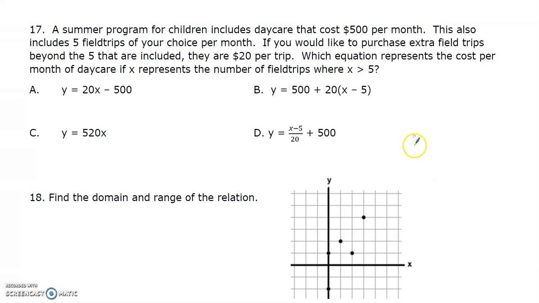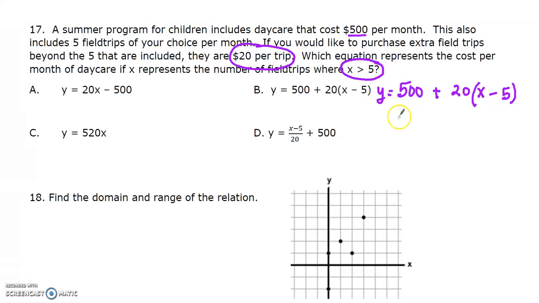So let's think about this. So we know it's going to cost us $500. And then if we want to pay for extra, it's going to be $20 per trip, right? So you would kind of think it would be 20x. But remember, my x has to be greater than 5. So to show that, we can do this. So as long as that x is greater than 5, then we should be able to figure out how much it's going to cost, okay? So it looks like B is going to be our correct answer there, okay?